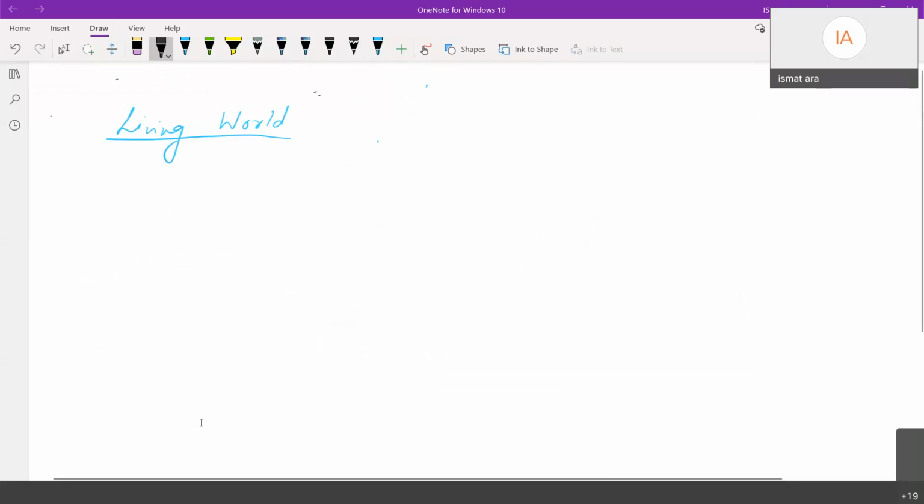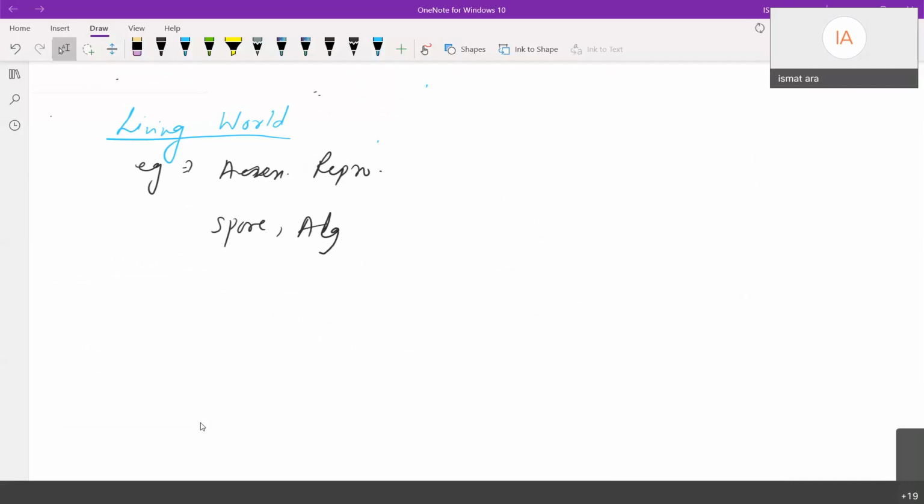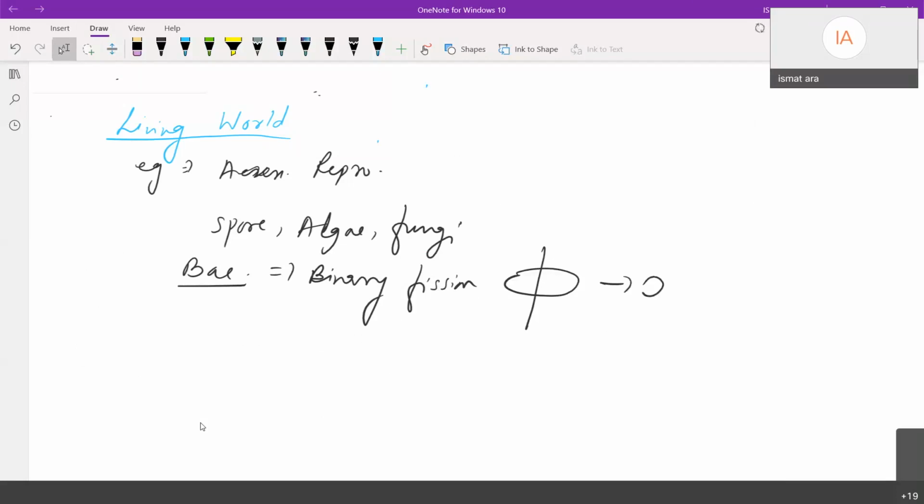Now, some examples where you will get asexual reproduction. Spores are there: algae, fungi, bacteria. In bacteria, binary fission takes place. Binary fission means the bacterium divides into two and produces organisms. Then budding, in the case of yeast.